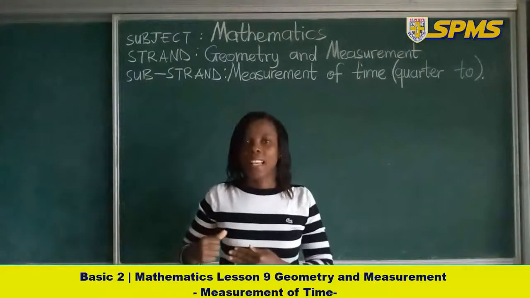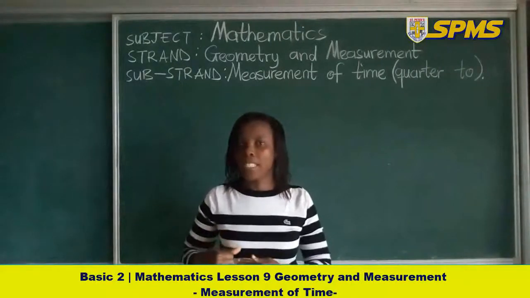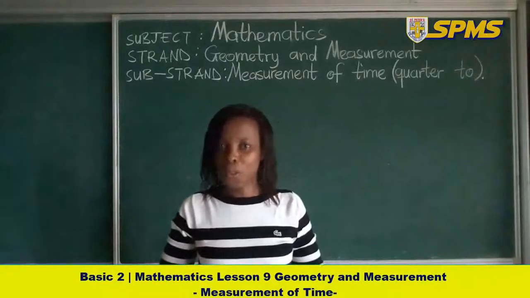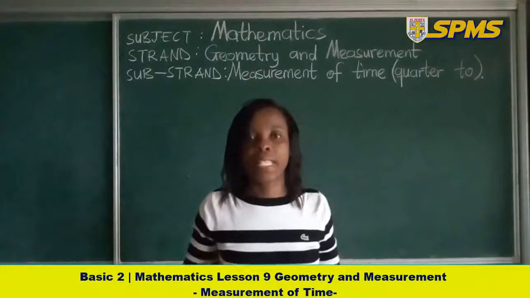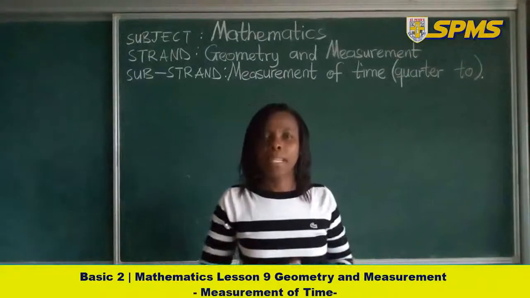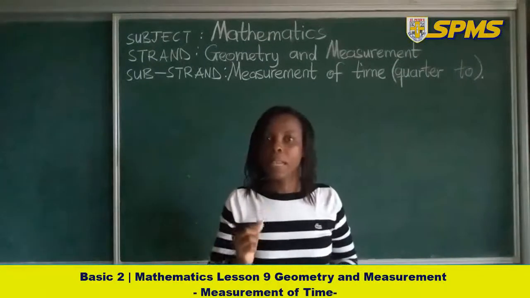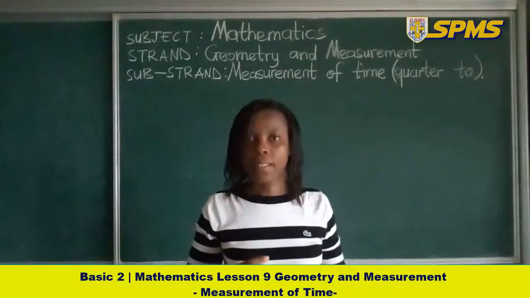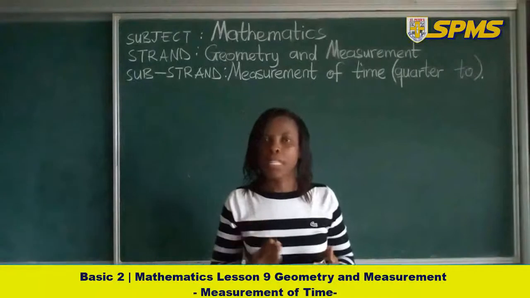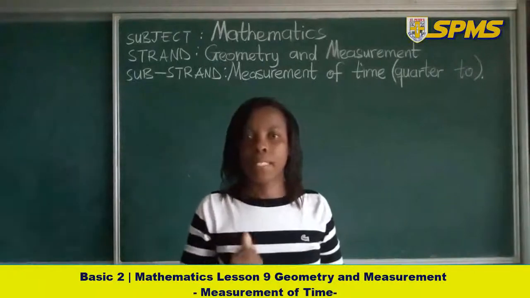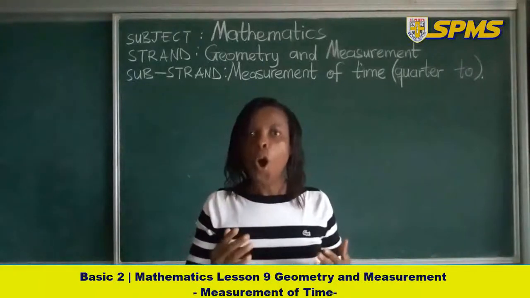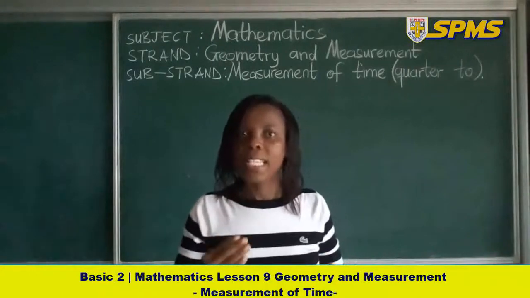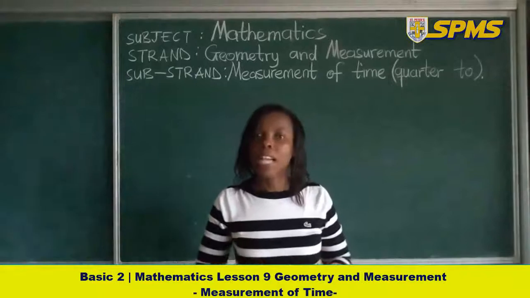1 quarter makes up how many minutes? 15 minutes. Good. So how many minutes make up 60 minutes? We said 15 minutes make up 1 quarter. So how many of these 15 minutes will give us 60 minutes? 4 of these 15 minutes, or the quarters, 4 of these quarters will give us 1 hour.